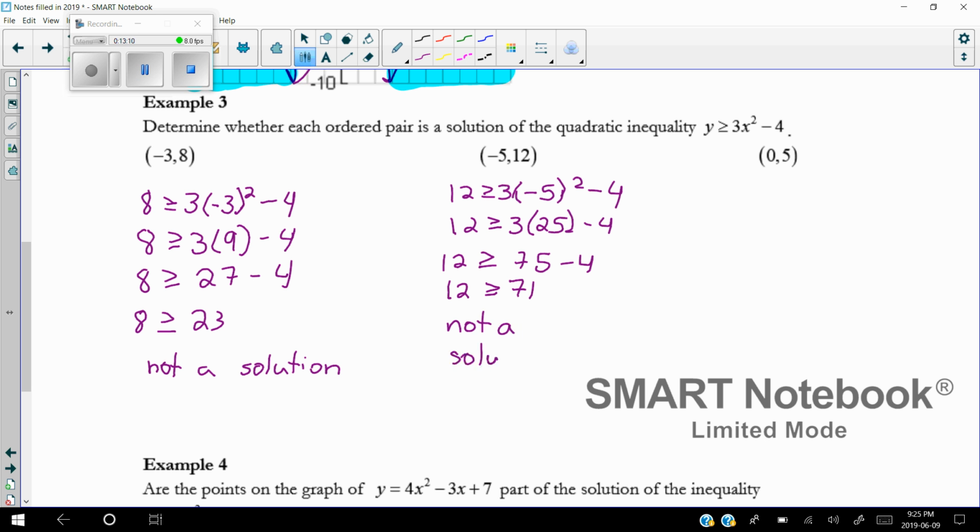All right, we're running out of options. Let's hope this last one works here. 0 and 5. 5 is greater than or equal to 3 times 0 squared minus 4. So 5 is greater than or equal to negative 4. That is a solution. So the only ordered pair out of these options that is a solution is 0 and 5.